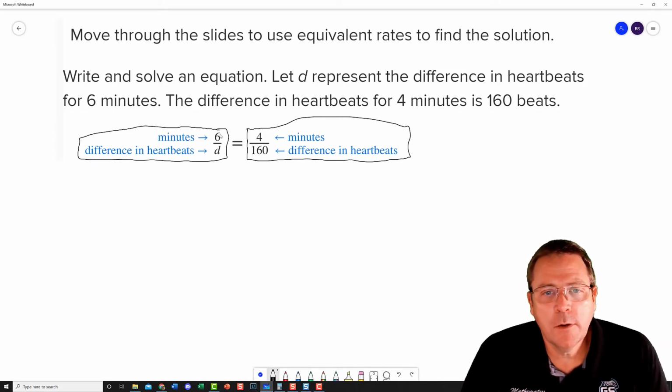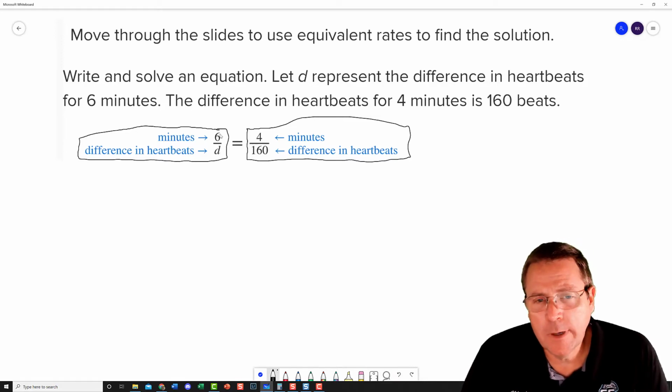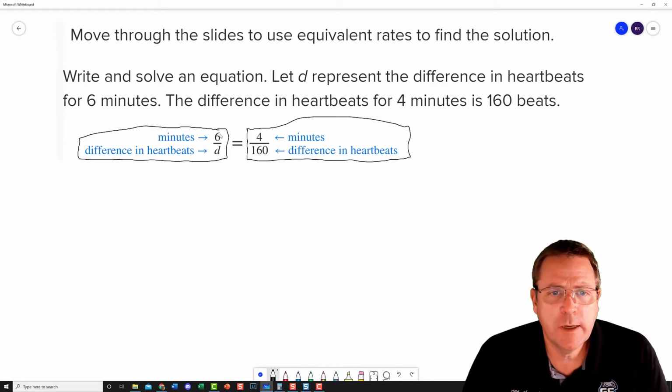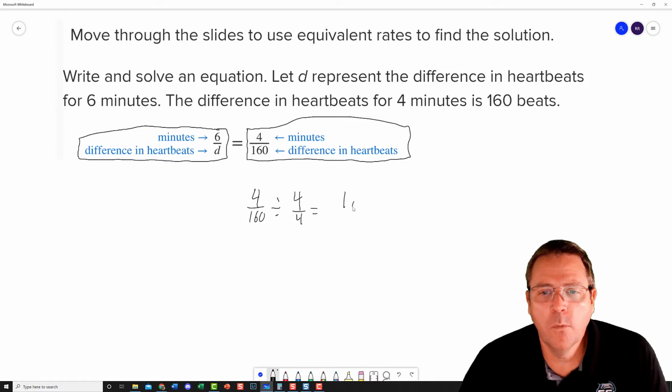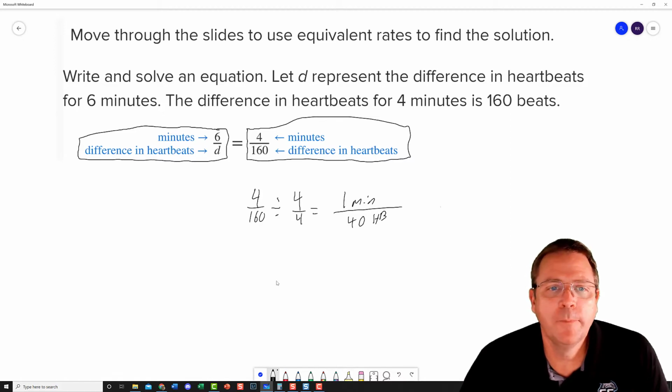Here, we're going to do kind of a unit rate, but it's going to be an upside down unit rate because of how they set it up. Where I've got the 4 over 160, I'm going to divide that top and bottom by 4. And when I do, now I will see that 1 minute is going to equal 40 heartbeats. And we're going to call that HBs.